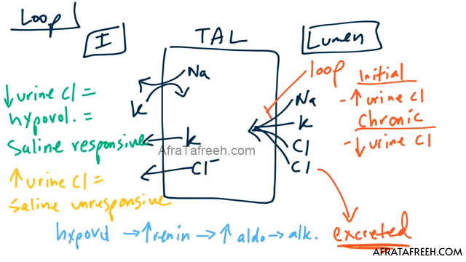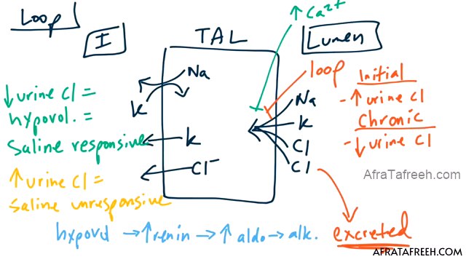Remember that antacids contain calcium carbonate. When the calcium dissociates, it can cause hypercalcemia. And hypercalcemia actually blocks the NKCC channel. In this way, hypercalcemia from antacids induces a diuresis similar to a loop diuretic. So the pathophysiology of an antacid-induced metabolic alkalosis is very similar to loop diuretic use.